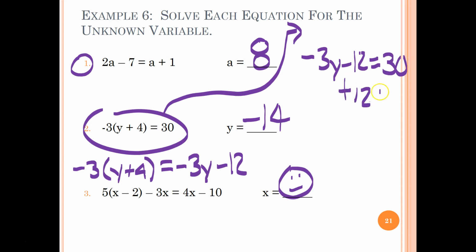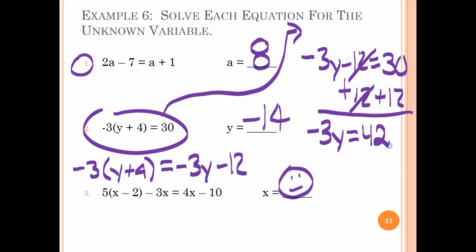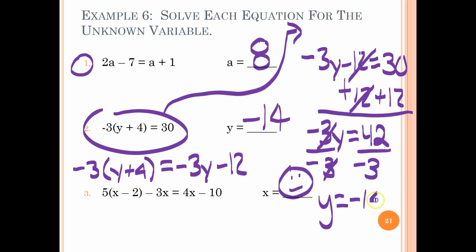We'll add 12 to both sides of the equation, left and right, to bring it over to the right-hand side. And what we've now got is negative 3y equals 30 plus 12, which is 42. Last step, divide both sides, be careful here, by negative 3. And that's going to leave us with y equals negative 14. And that's how we get our answer here.